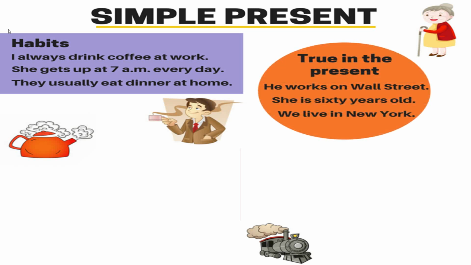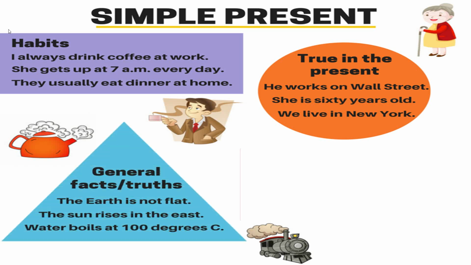The next is true in the present. When we talk about truth, like he works on Wall Street. She is 60 years old. She lives in New York. So, children, these are the truths which we cannot change at the given moment, at this moment. Okay. Next is general facts or truth.